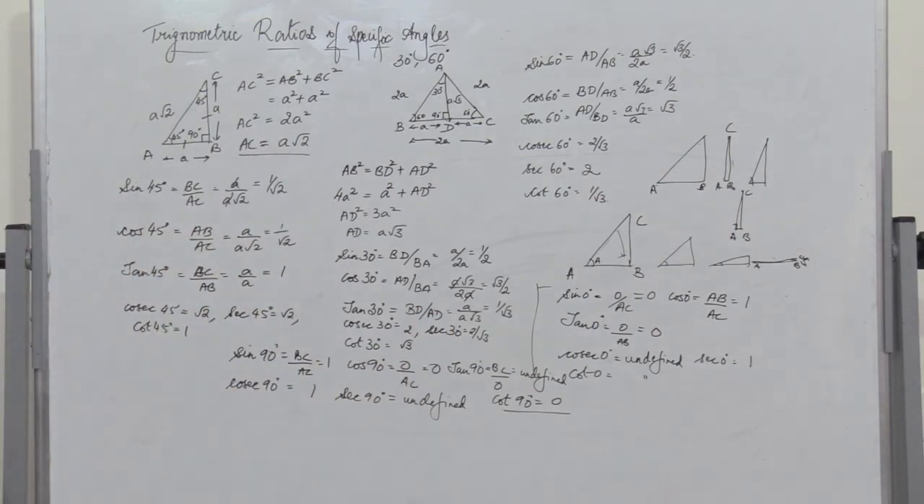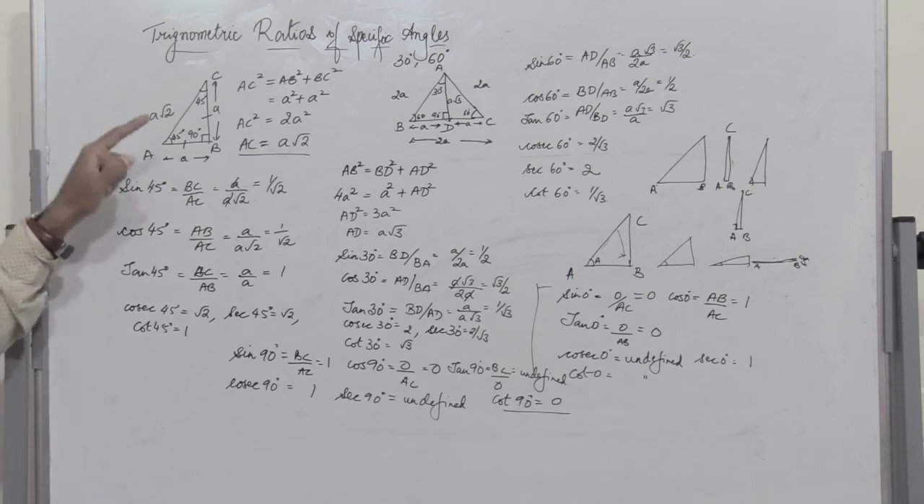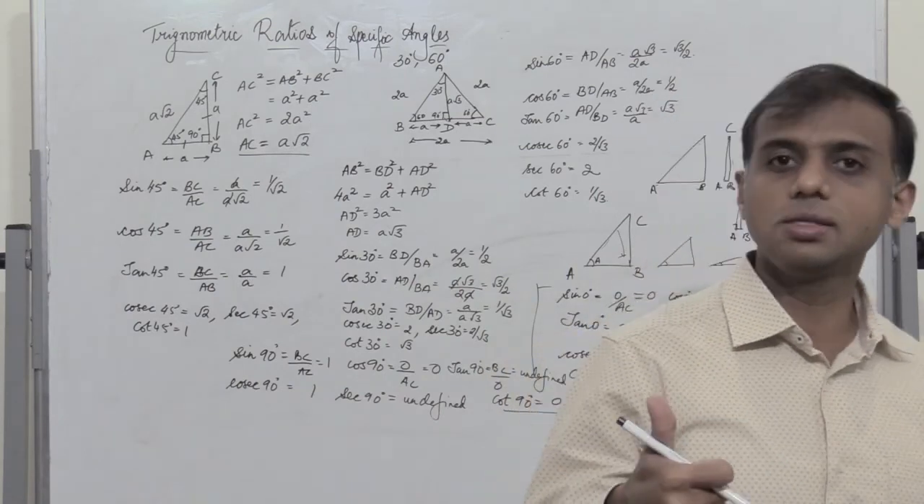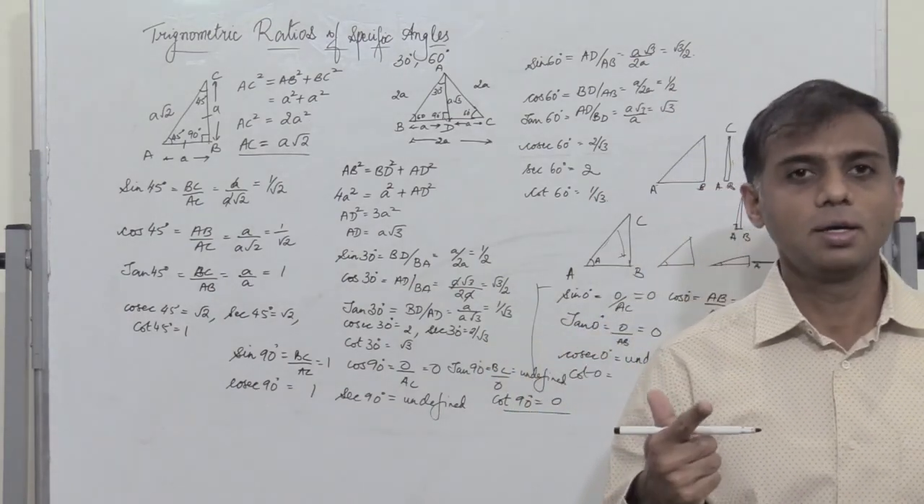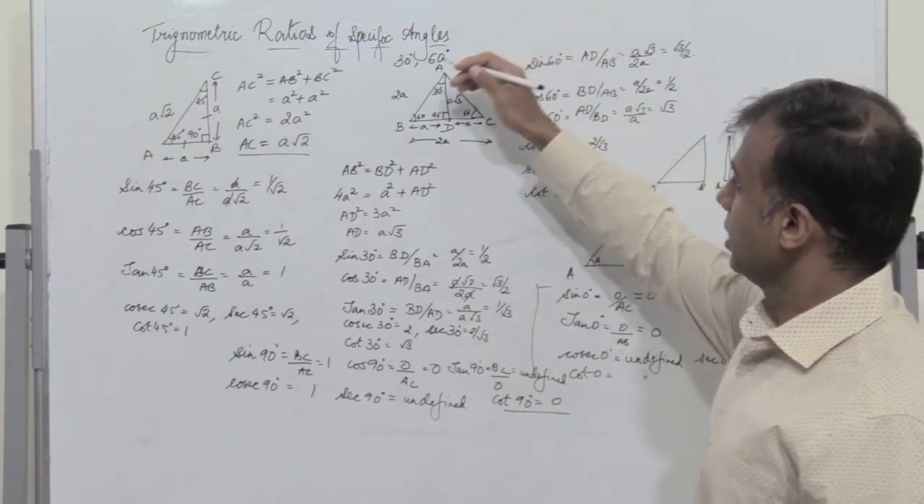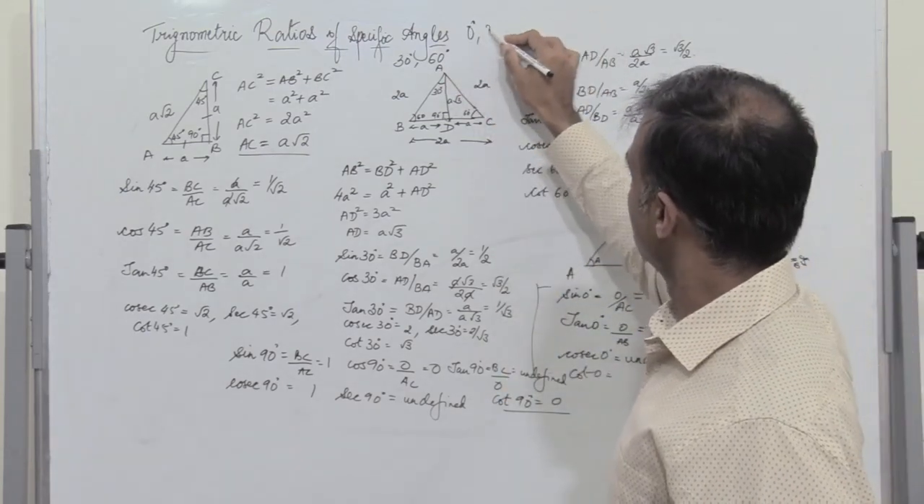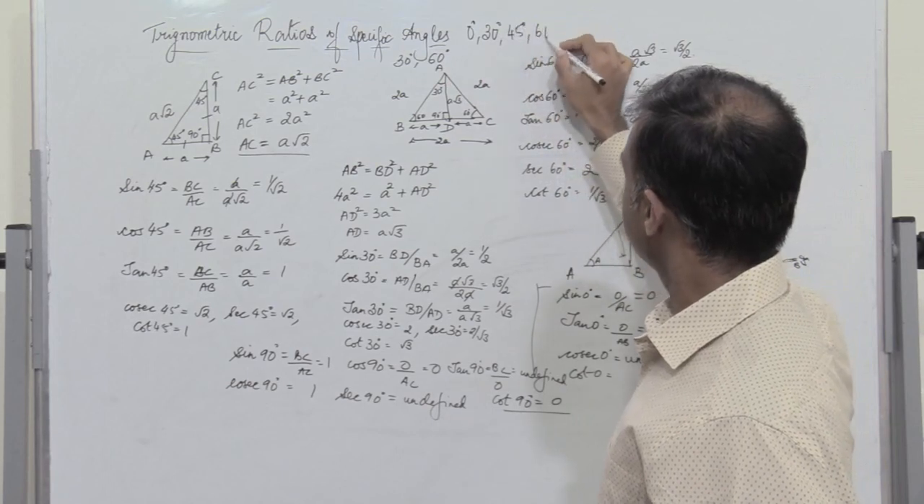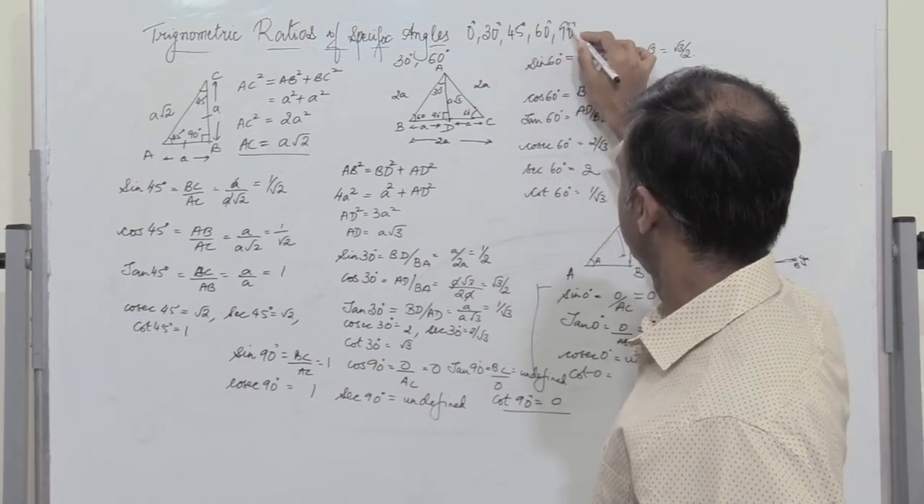Okay, so now we have found out all the values. We have found out the trigonometric ratios of specific angles. So what are the angles? The angles are 60, 45, 30, 0 and 90. So we have found out the ratios for 0 degrees, 30 degrees, 45 degrees, 60 and 90.